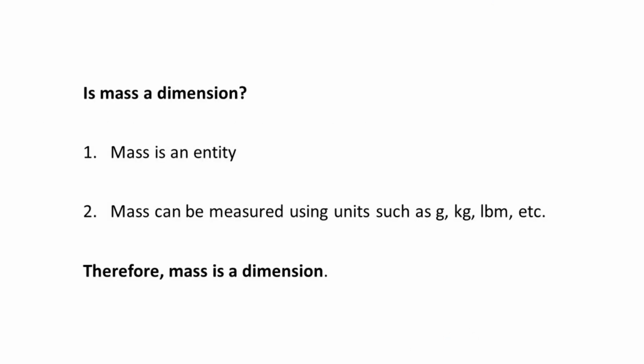Solution. To work on this problem, let's clarify what a dimension is, and what primary dimensions are. A dimension is any entity that can be measured using units. For example, is mass a dimension? We know that mass is an entity, and it can be measured using units such as gram, kilogram, pound mass, and so on. Therefore, mass is a dimension.